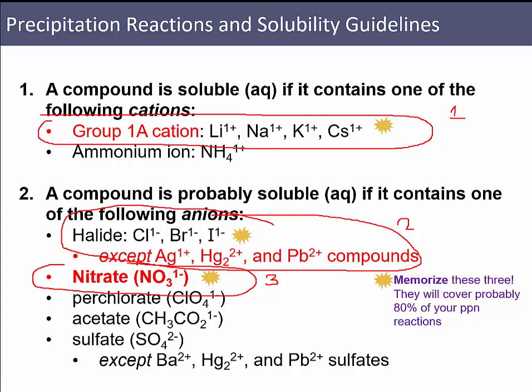All group 1 cations are soluble. All halides are soluble except silver, mercury, and lead. All nitrates are soluble. If you memorize those 3, it's going to cover 80% of your precipitation reactions, and it will get you through stuff that much faster. Pretty much all perchlorates and acetates are soluble. Most sulfates, except for barium, mercury, and lead, are going to be soluble. And there's a bunch of other rules, and then there's exceptions to rules. So really, in practice, you would look at that chart and go, okay, well, here is a chart of solubilities. What things are going to be soluble?